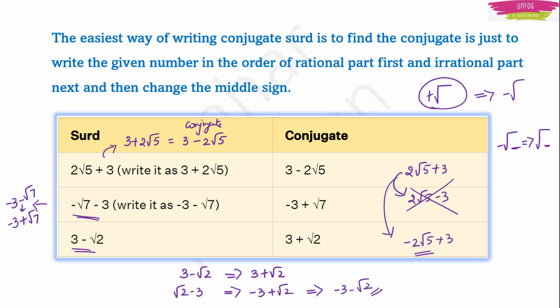The easiest way to find the conjugate of a surd is to write the given number in order, rational part first and irrational part next. This is the rational part, and this is the irrational part. Then you have to change the middle sign. I hope you are getting this.